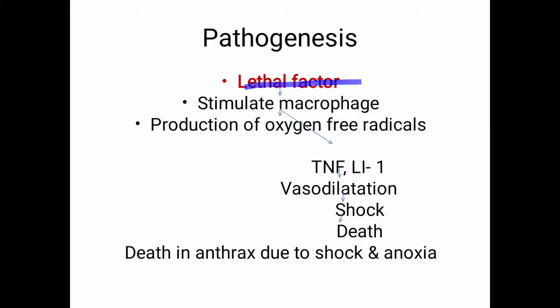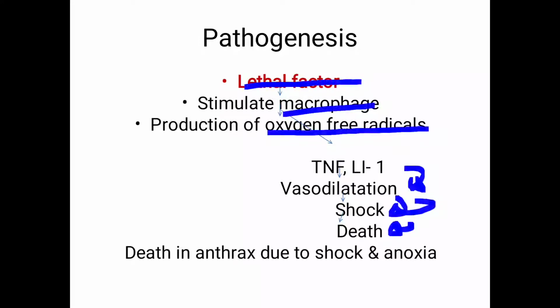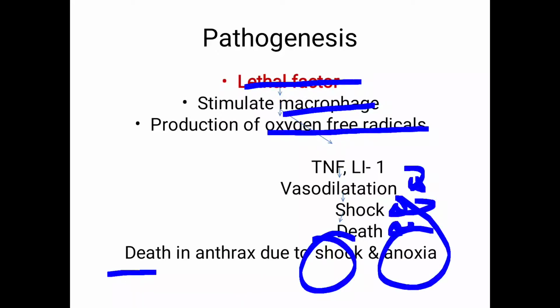The lethal factor will stimulate macrophages. Macrophages will in turn stimulate production of oxygen free radicals and cytokines such as TNF and interleukin 1, which will lead to vasodilation. Because of vasodilation, the blood circulation will decrease, which ultimately results in shock and death. Death in anthrax is because of shock and anoxia.